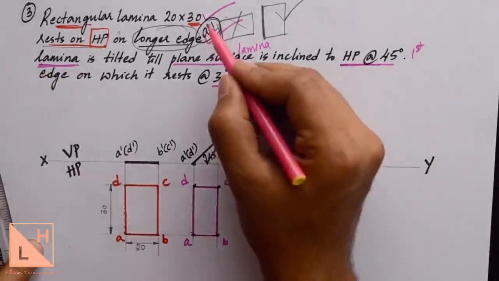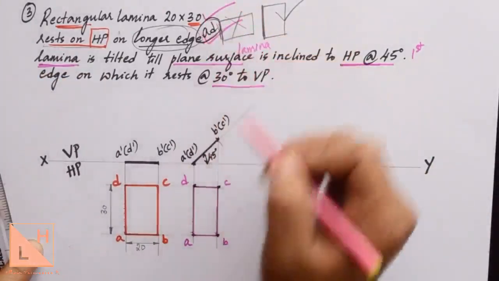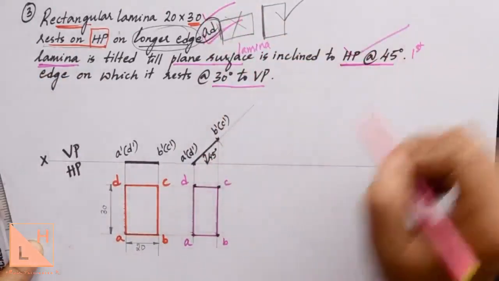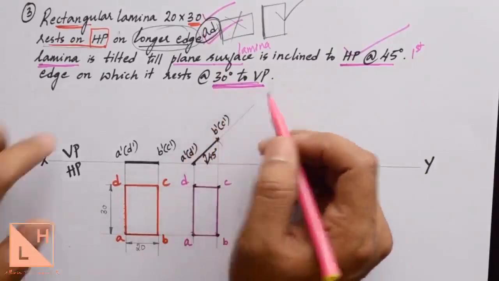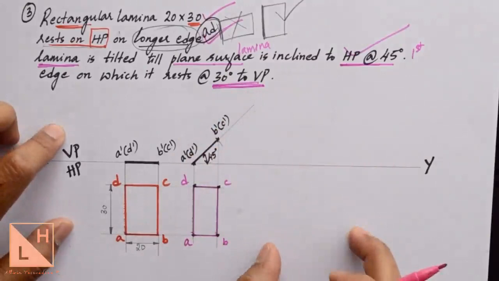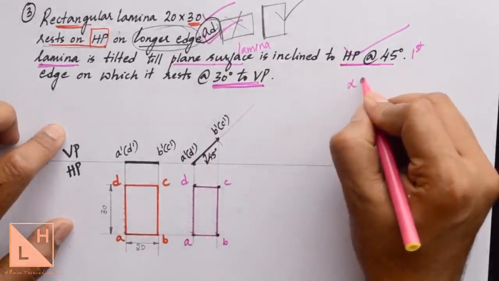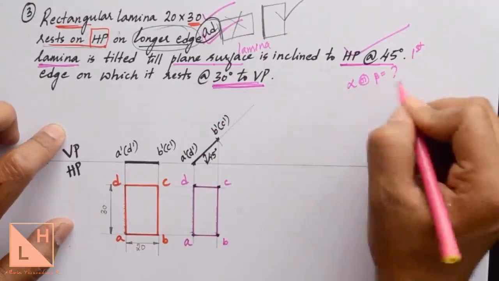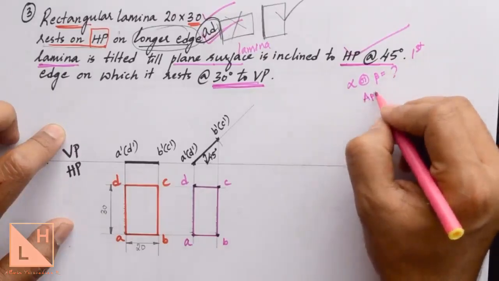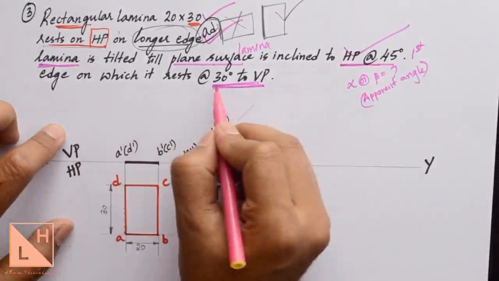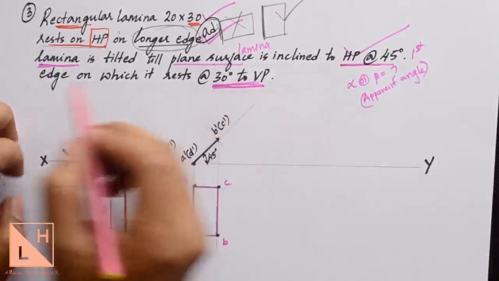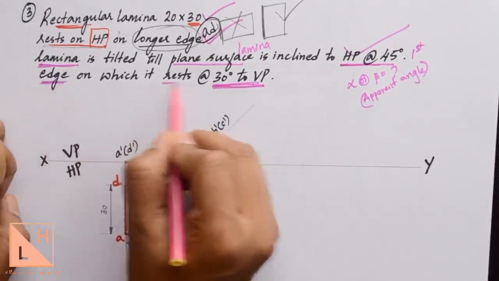So now we have done with the rectangular lamina resting on HP, and we have also done with the condition with HP. The last thing that remains is 30 degrees to VP. Now before going to the third position, remember to check whether you are going to get alpha or beta. That is, you need to check whether there exists an apparent angle or not. So see, what is this angle given with respect to? This angle is given with respect to the edge on which it rests.